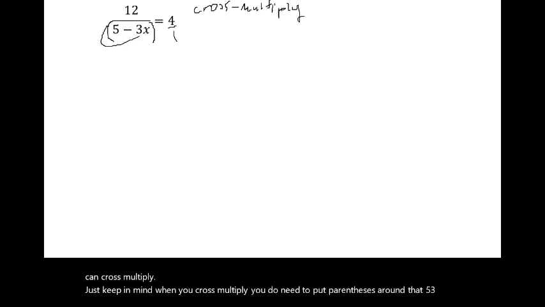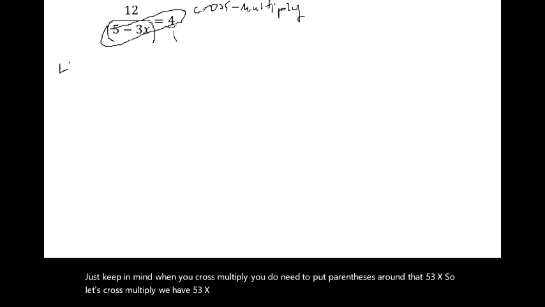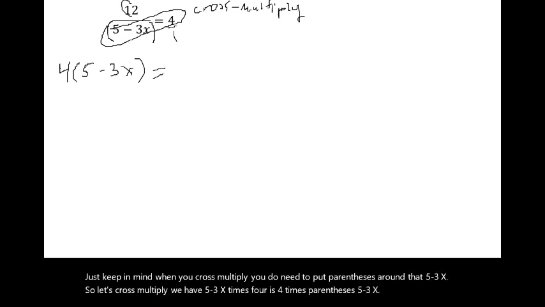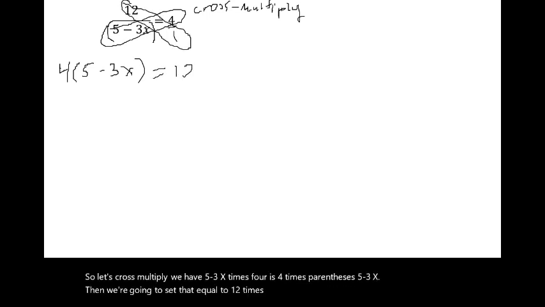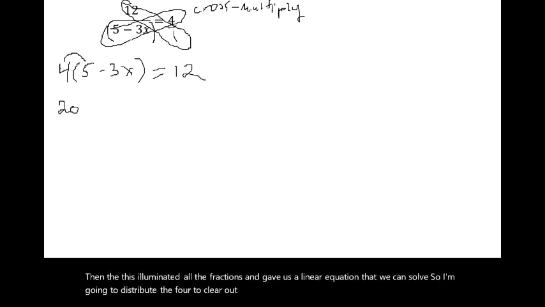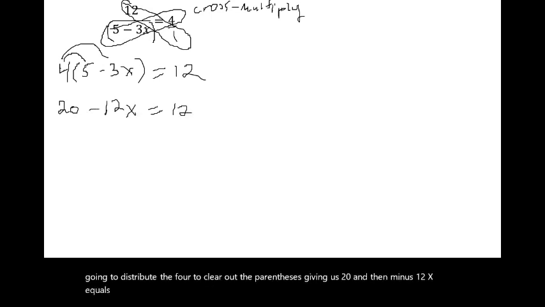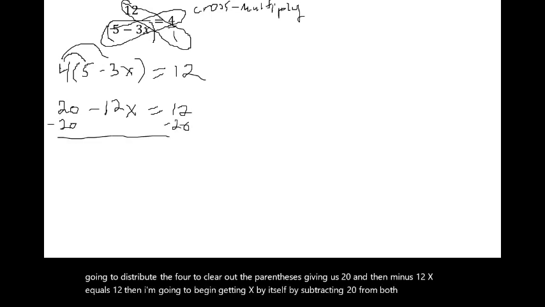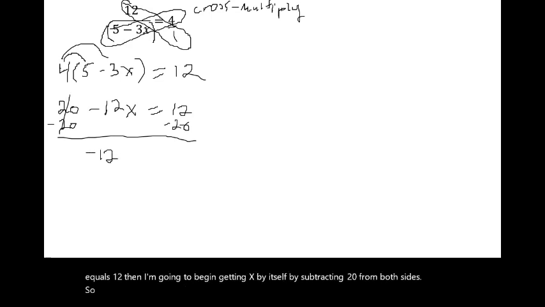So let's cross multiply. We have 5 minus 3x times 4 is 4 times parentheses 5 minus 3x. Then we're going to set that equal to 12 times 1 is 12. Then this eliminated all the fractions and gave us a linear equation that we can solve. So I'm going to distribute the 4 to clear out the parentheses, giving us 20 minus 12x equals 12. Then I'm going to begin getting x by itself by subtracting 20 from both sides. So I get negative 12x equals 12 minus 20, which is negative 8.